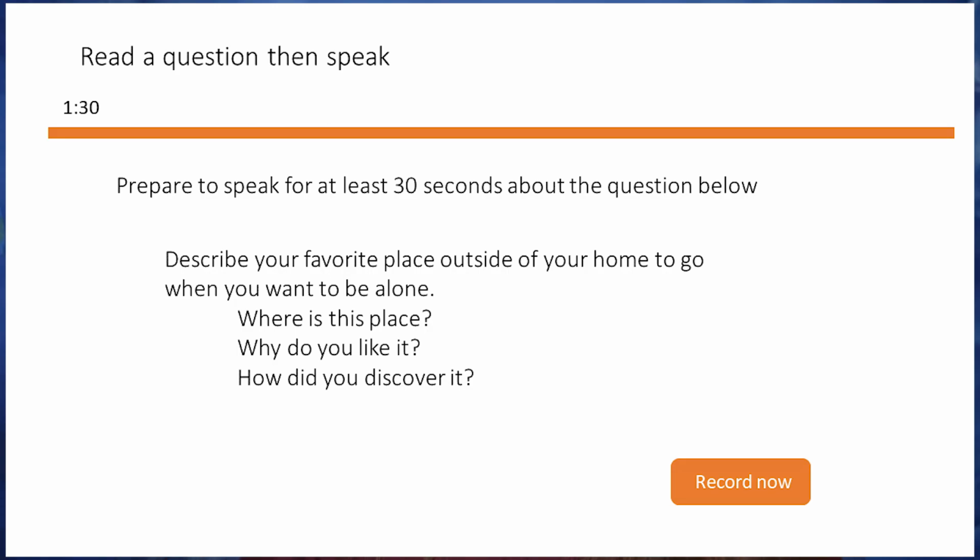And my answer is, my favorite place to go outside of my home when I want to be alone is Bald Mountain. This is a wildlife management area, and it's located just a few miles from my home. This place allows me to be alone in the tranquil forests surrounded by wildlife. When I'm in this place, the problems and the stressors of everyday life are just left behind, and my only goal is to just walk.